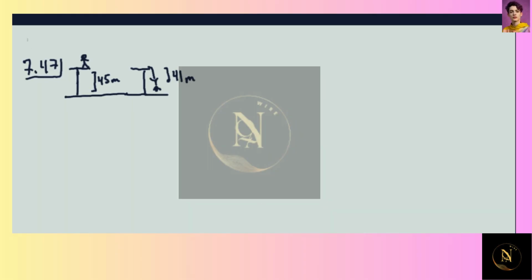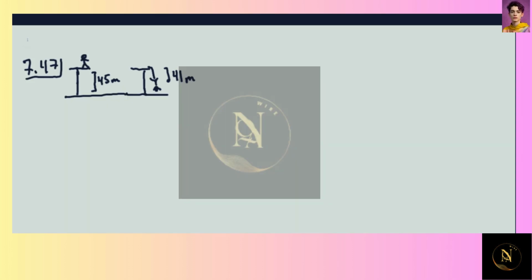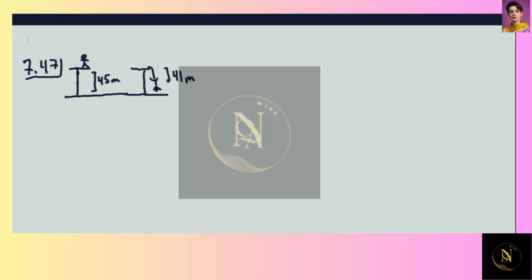Problem 7.47. So this is about bungee jumping. Your father-in-law, who you presumably would like to stay on good terms with, is going to be bungee jumping off of some platform that's 45 meters above the ground. And it's 30 meters long, and then it has a F equals kx type of force after it starts stretching.